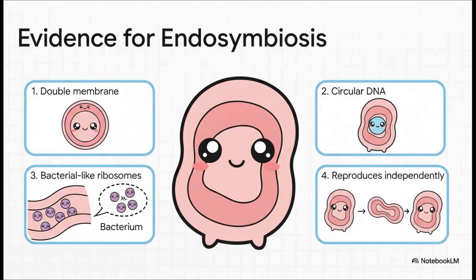And look, this isn't just some wild guess. The evidence is absolutely overwhelming. For starters, mitochondria have a double membrane, which is exactly what you'd expect if one cell swallowed another. They have their own single circular loop of DNA, just like bacteria. Their ribosomes are more like bacterial ribosomes than ours. And, get this, they even reproduce on their own, inside our cells, dividing in half just like bacteria do. The case is pretty much closed.